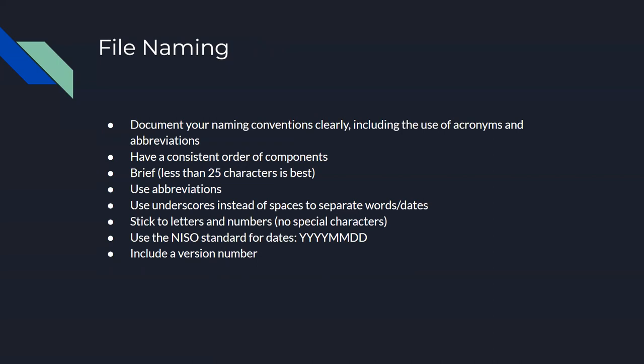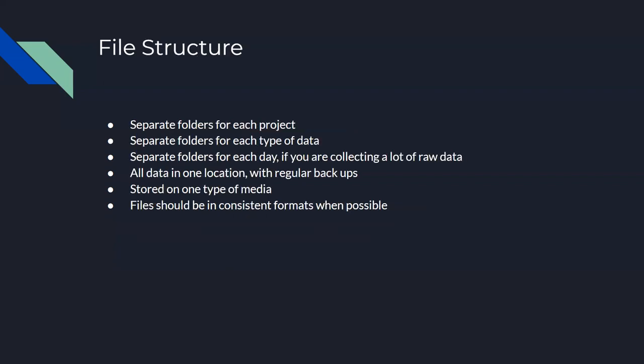An important part of file naming as well is using version numbers to make sure that people understand the flow of time over the project, and that it's clear when different data was collected and what their sequence is. There's also, of course, how you structure your files.